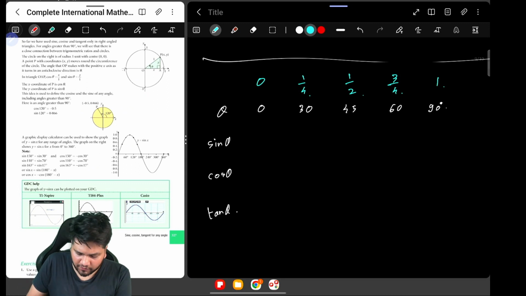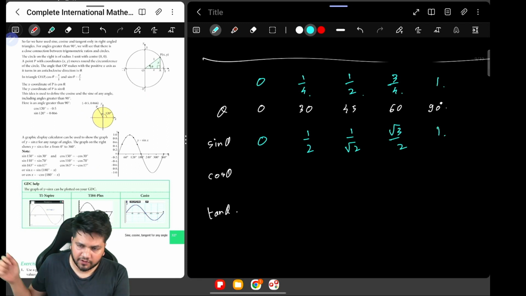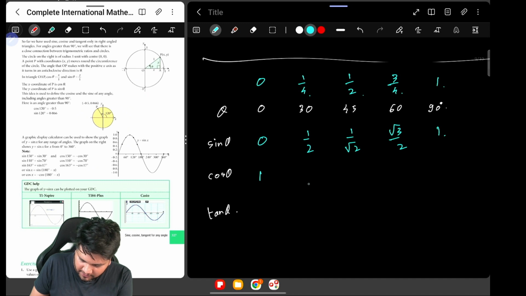Then take the square root of all of those things. It's going to be 0, 1 by 2, 1 by root 2, root 3 by 2 and 1. Those are nothing but my sine values. Write it in reverse order and you will get cos values: 1, root 3 by 2, 1 by root 2, 1 by 2 and 0.